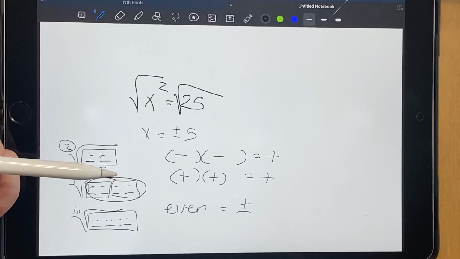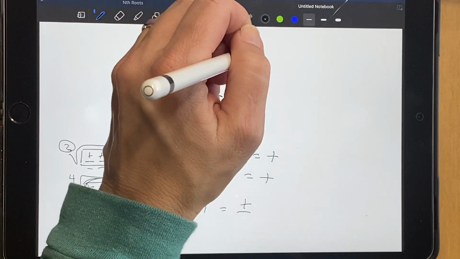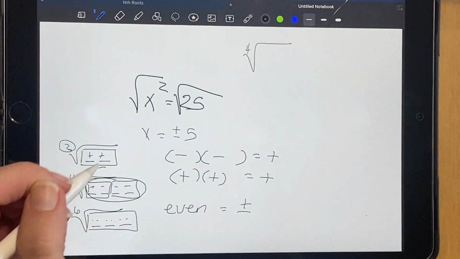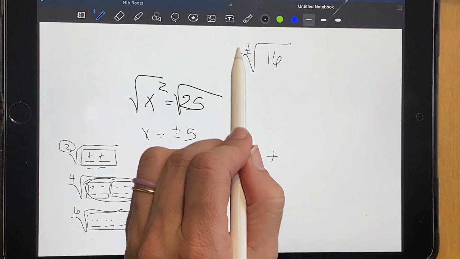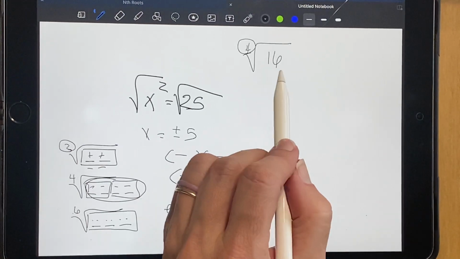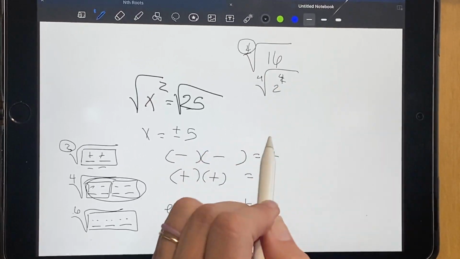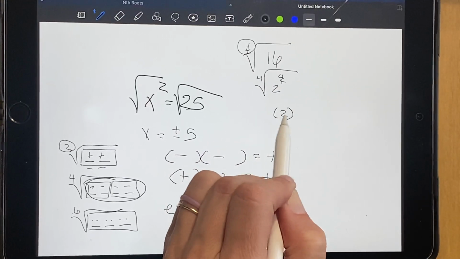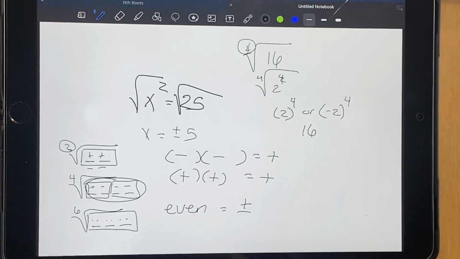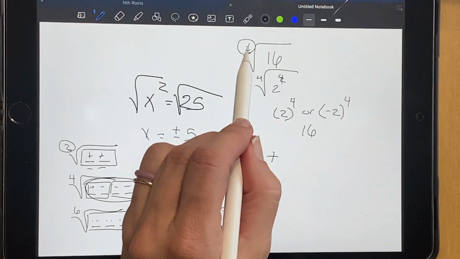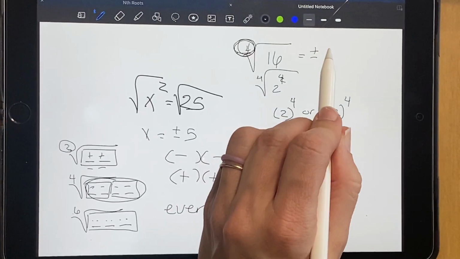So if we're looking at our homework and we're seeing something that looks like the 4th root of 16, immediately I'm going to say I have an even number. Well, I know that 16 is 2 to the 4th, so I could rewrite that. I could have positive 2 to the 4th, or I could also have negative 2 to the 4th, and they both give me 16. So when I have this 4th root and it's asking me to evaluate it, my answer is going to be plus or minus 2.